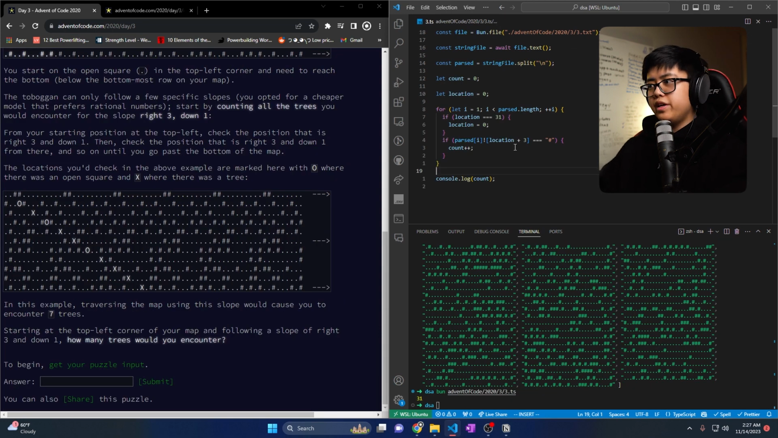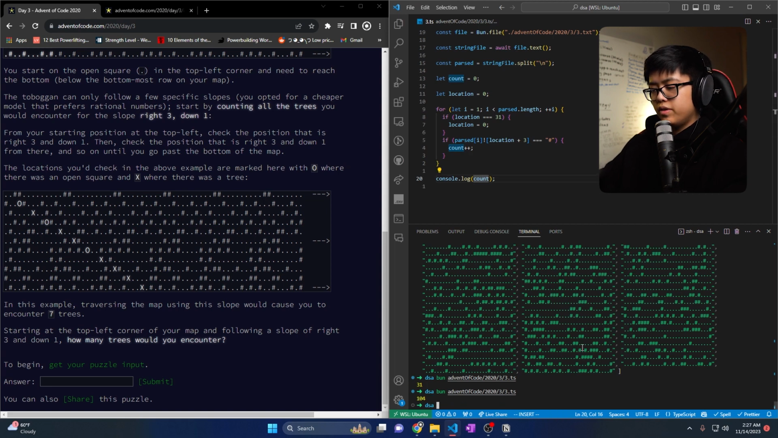Okay, so what we're doing here now is we have a for loop that counts the number of lines, and then within those lines, we check if the location of our pointer is equal to 31, which means it's equal to the edge. If it is, we repeat to 0. So that's our loop condition to go back here. Then we use that location to check if it's a tree, and we increment the counter. So if we run this, there should be 104 trees.